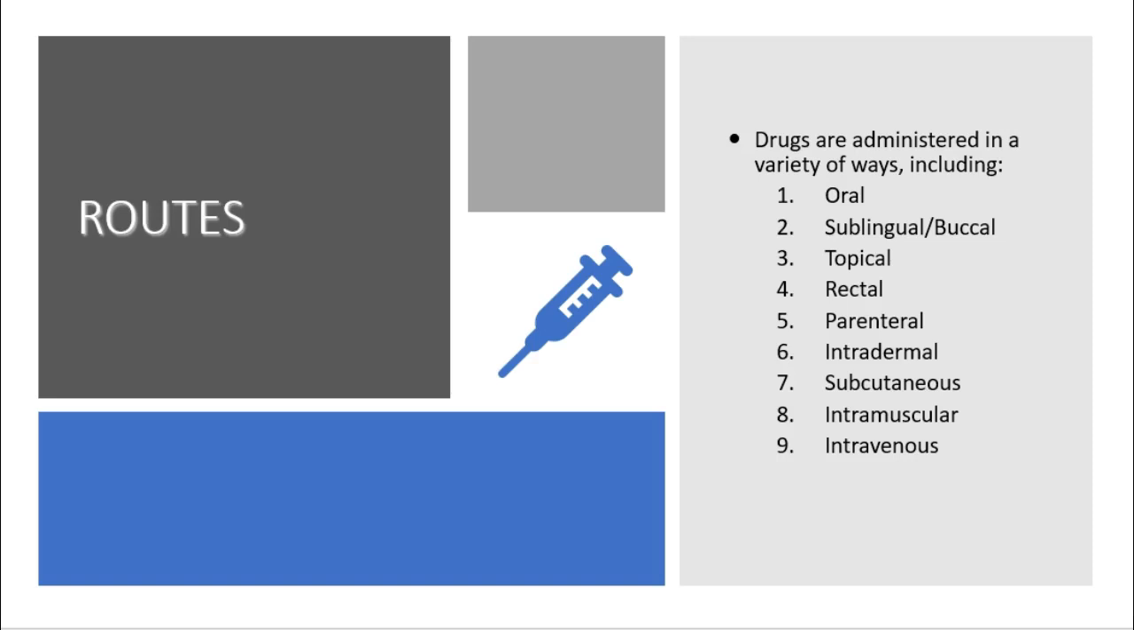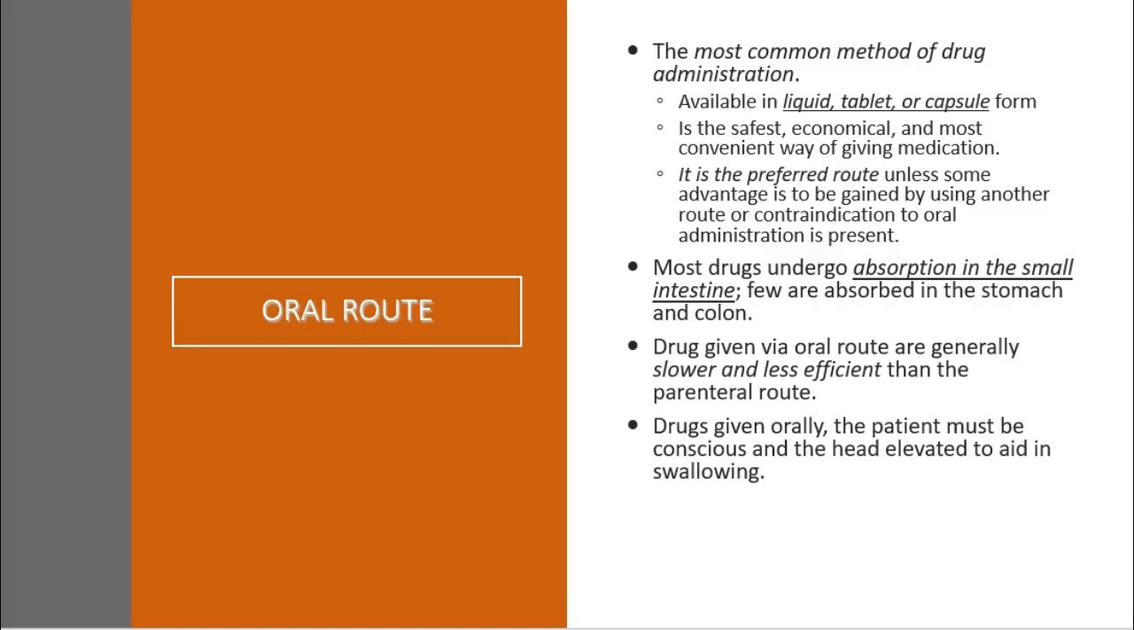So routes. Drugs are administered in a variety of ways. There's oral, sublingual or buccal, topical, rectal, parenteral. We have intradermal, subcutaneous, intramuscular, and intravenous. And we are going to work with the intravenous. But you need to know the other types so if the doctor says that we are going to give a topical cream or a rectal whatever, you know what it is.